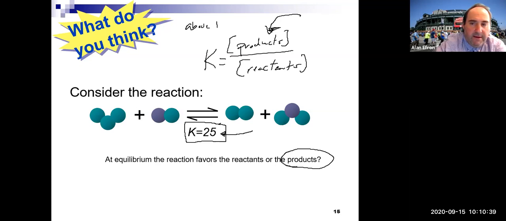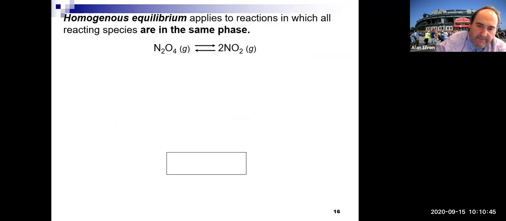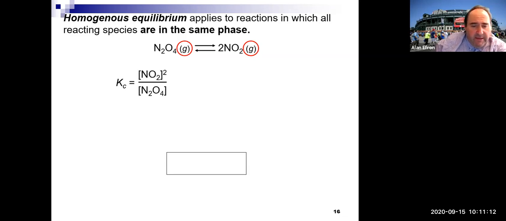Okay, so let's talk about actual equilibrium and different types of equilibrium. First type is homogeneous equilibrium. Homogeneous, much like a homogeneous mixture, means the same throughout. When we talk about a homogeneous equilibrium, that means everybody there, reactants and products, are all in the same phase. So for example, here, everybody is in the gas phase. And we could write an equilibrium expression for this like we talked about. K is equal to the concentration squared of NO2 divided by the concentration of N2O4.